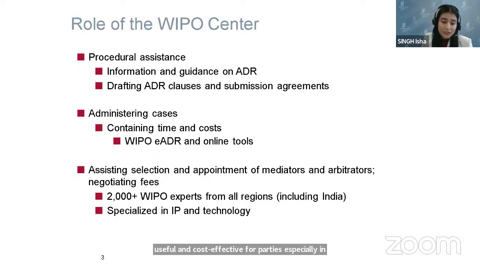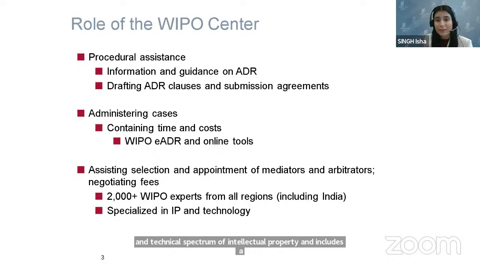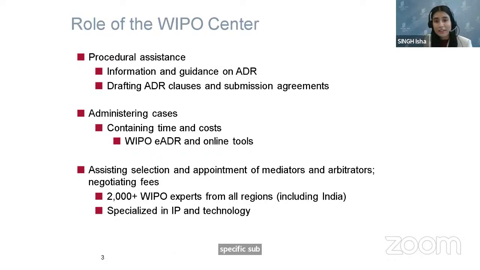And in administration of such procedures, the center draws on its list of neutrals comprising highly specialized arbitrators and mediators with expertise covering almost the entire legal and technical spectrum of intellectual property, and includes a specific sublist specialized in domain names, life sciences, standard essential patents, among other areas.